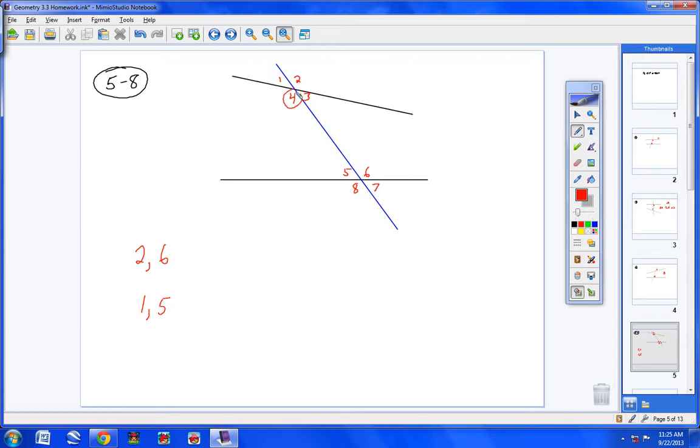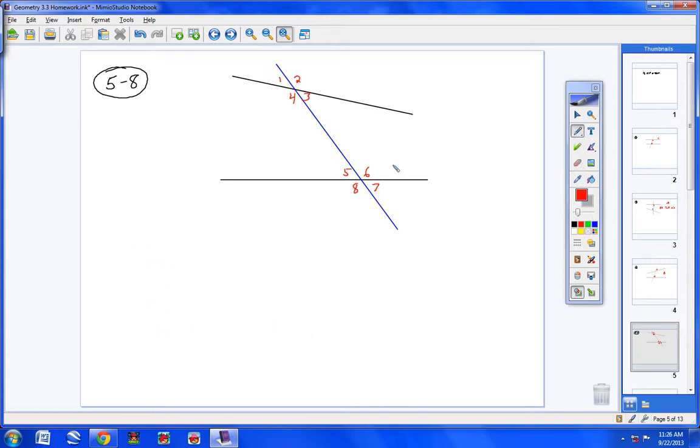4 is below the black line, 8 is below the black line, and they're both on the same side of the transversal, the left side, so we could say angles 4 and 8 are corresponding angles. We could also say angle 3 is below the black line, angle 7 is below the black line, and they're both to the right of the transversal. They're on the same side, so angles 3 and 7 are also corresponding angles. You could have had any of those for your answer. Okay, let's take a look now at number 6.